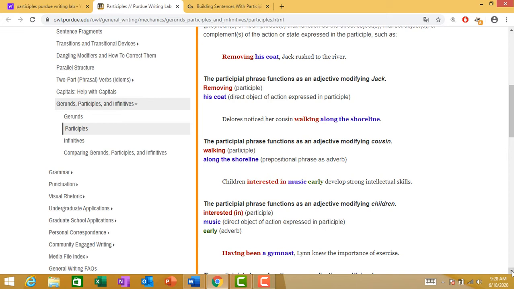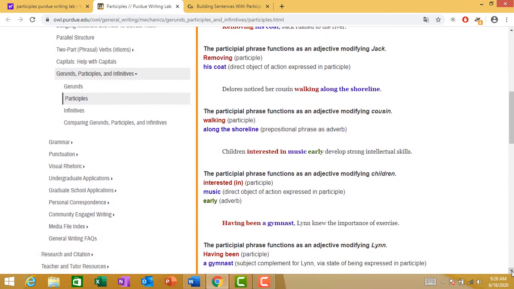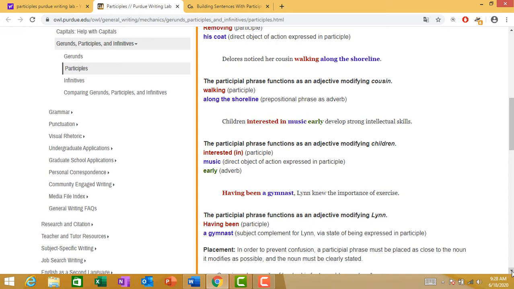Now, another sentence. Children interested in music early develop strong intellectual skills. Here it functions as an adjective as well. It's modifying children. You can see it ends with -ed. Interested is clearly the participle. Interested in music, which is the direct object. And early is an adverb. Now, children interested in music develop strong intellectual skills. It's easy for you now to identify the participial phrase in this sentence.